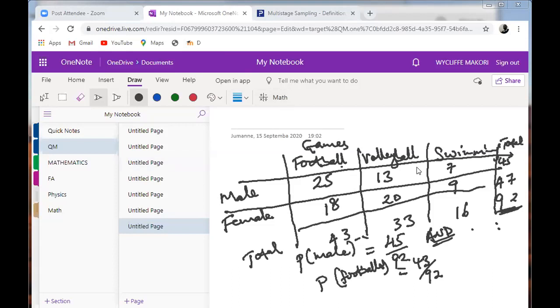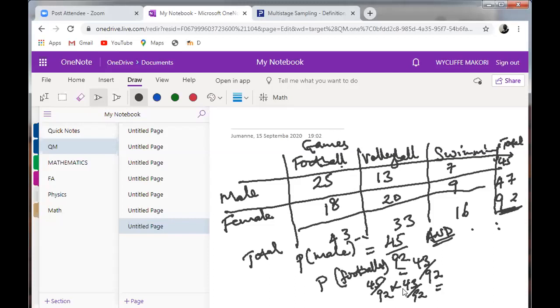I'm sure you have multiplied that, because it is "and", we are supposed to multiply the two probabilities, which is 45 over 92 times 43 over 92. Then you get the correct answer. You just multiply the numerators, which is 45 times 43, over the product of the denominators. You determine the answer for that. I want you to try the last one.